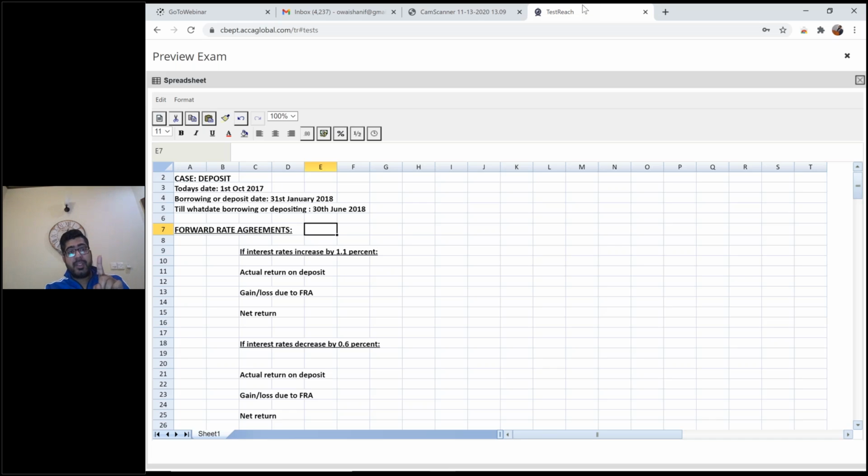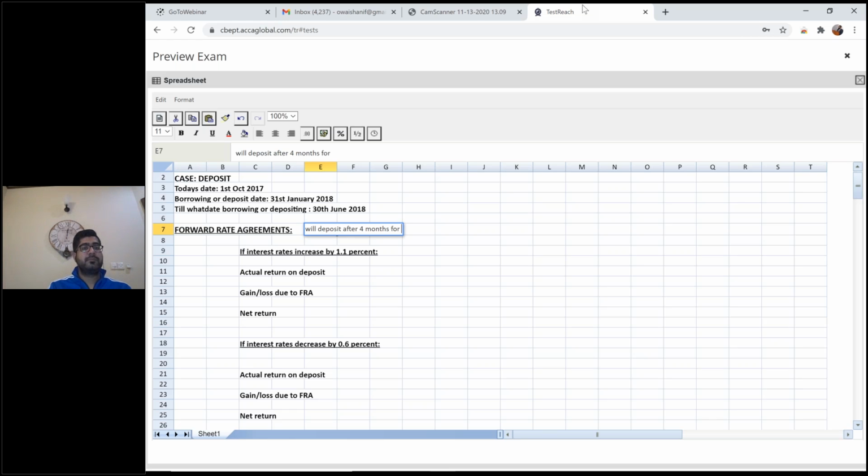Today's date is 1st October. You need to deposit on 31st January. So you will deposit after 4 months. How? 1st October to 1st November, 1 month. 1st November to 1st December, 2 months. 1st January, 3 months. 31st January, 4 months. You will deposit after 4 months because today is 1st October. You will deposit on 31st Jan after 4 months.